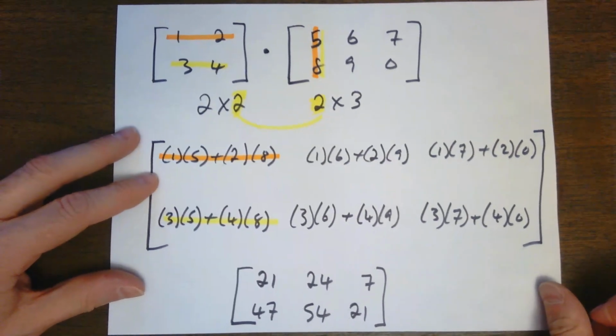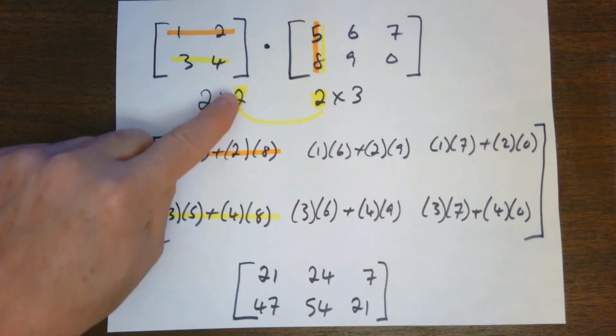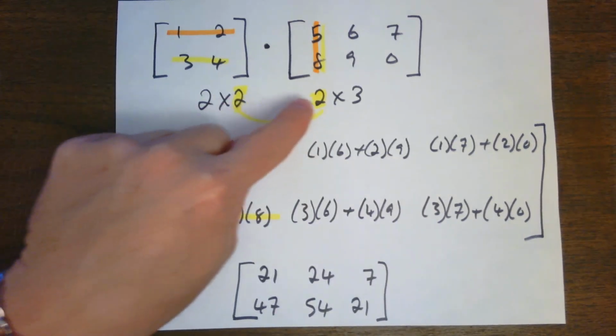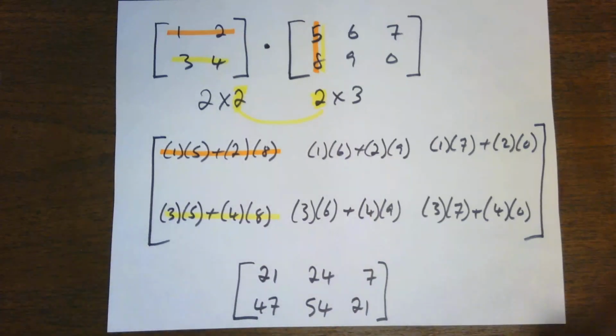So there it is. Here it is, an example of multiplying two matrices. Now notice the number of columns in the first matrix and the rows in the second matrix. I can multiply them together. The resulting matrix is 2 by 3. And there it is. Now, take a closer look at these matrices.